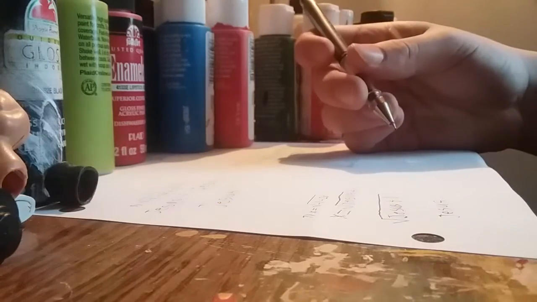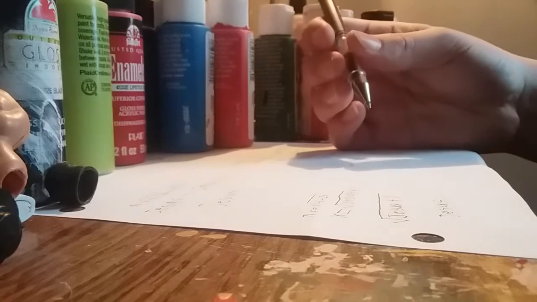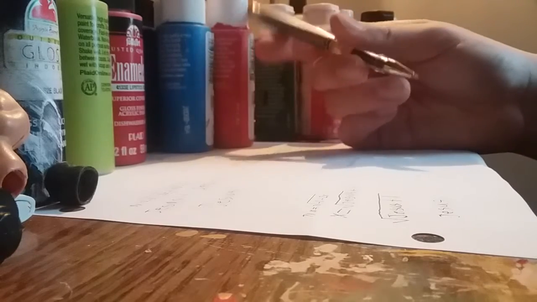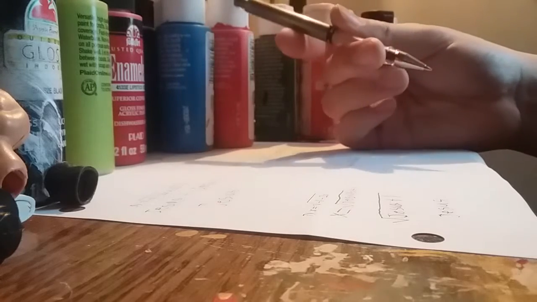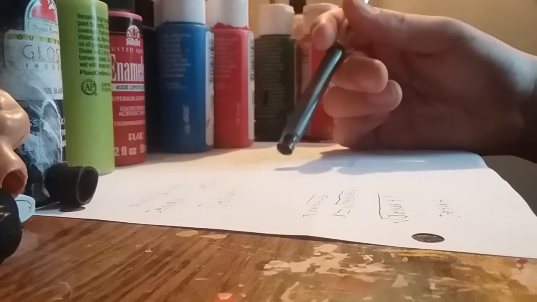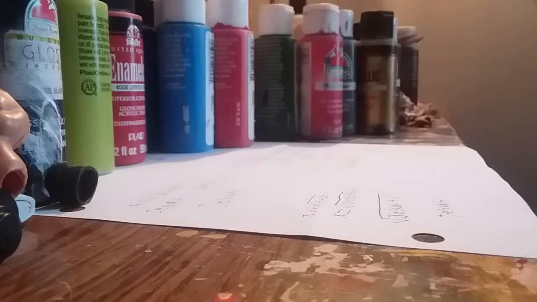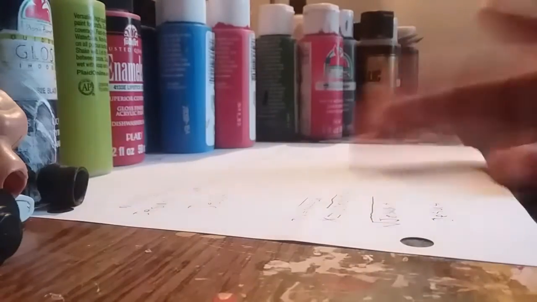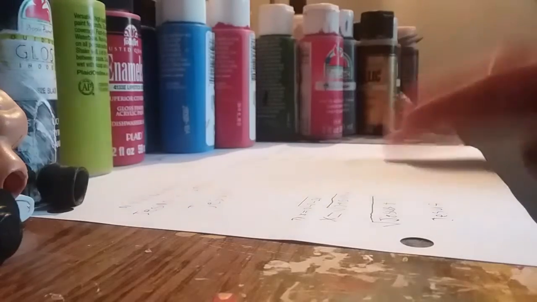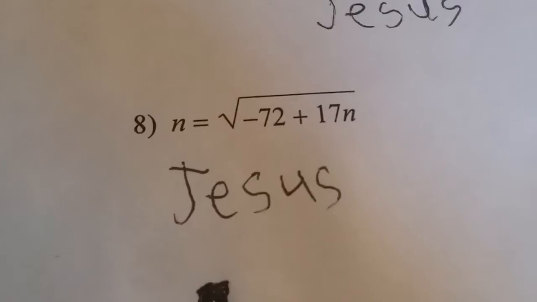So, I do not know what the answer is for number 8, so I'm just going to have to revert back to a trick that I learned back in, no, not college, I'm in high school, so I have to revert back to a trick that I learned, and I figured out that to answer this problem, you have to revert back to an old trick. So when you're with a problem that you do not know, you have to come to the conclusion that the answer to n minus the square root of negative 72 plus 17n, that answer is Jesus.